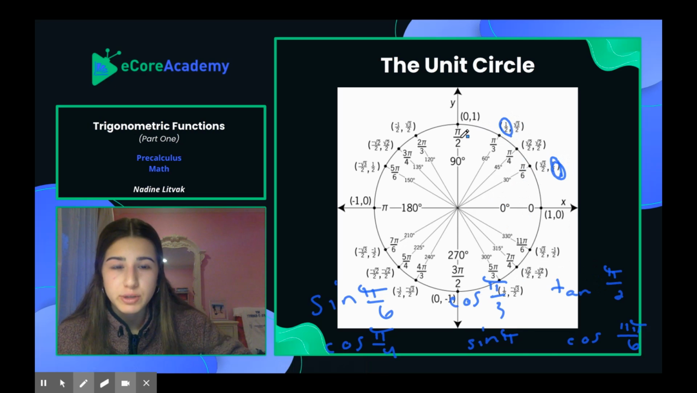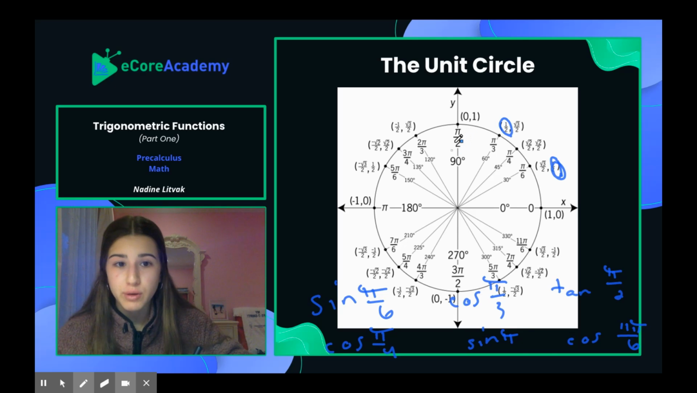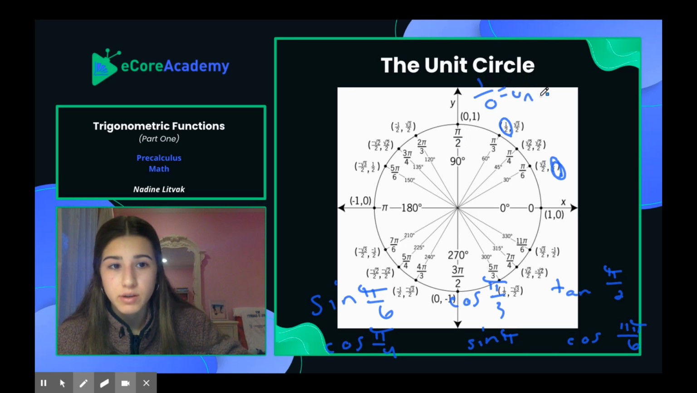Let's find pi over 2. Tangent of pi over 2. We went over that tangent is y over x, sine over cosine. So it would be 1 over 0 for tangent. However, we know that you can't divide by 0, which is why this would be undefined.